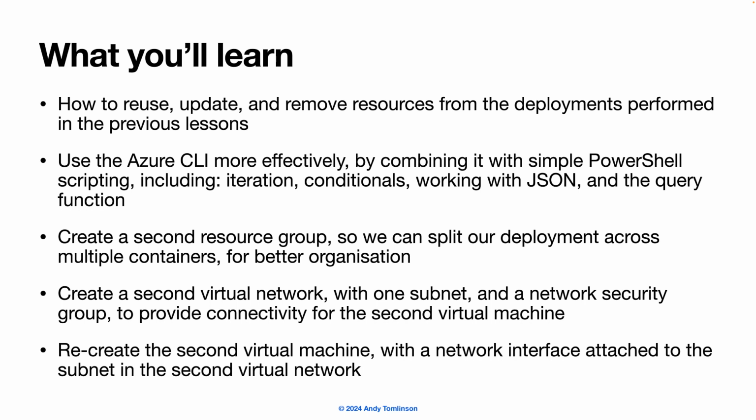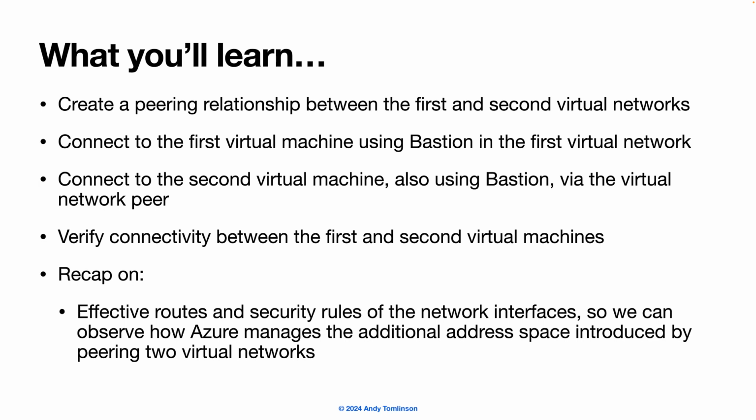We'll recreate the second virtual machine with the network interface attached to the subnet in the second virtual network. We'll create a peering relationship between the first and second virtual networks. We'll connect to the first virtual machine using Bastion in the first virtual network. We'll connect to the second virtual machine, also using Bastion via the virtual network peer. We'll verify connectivity between the first and second virtual machines.